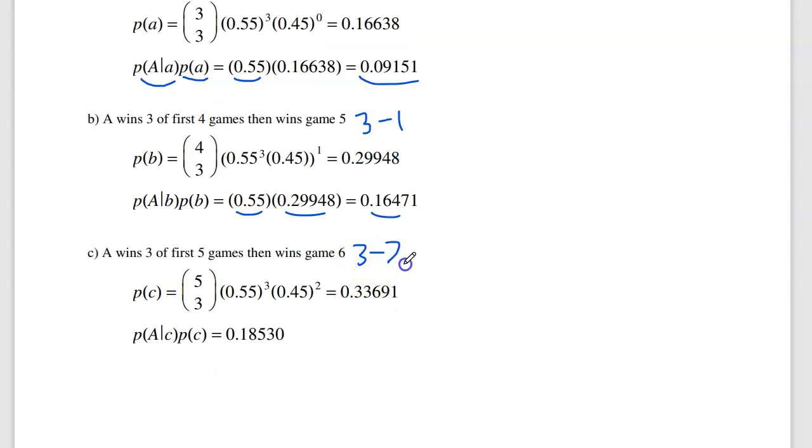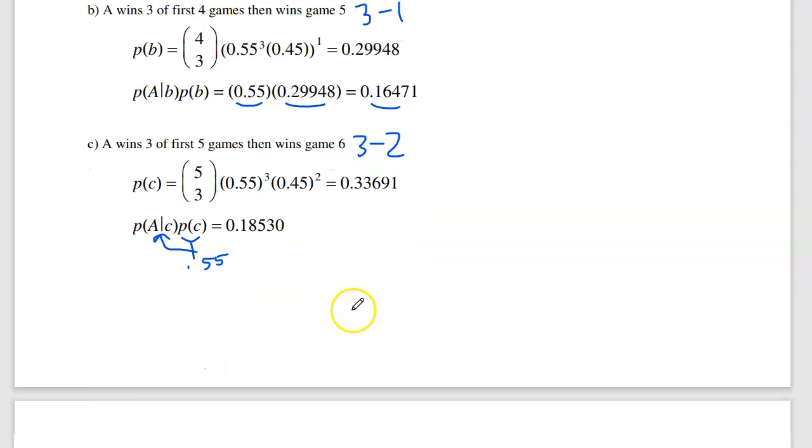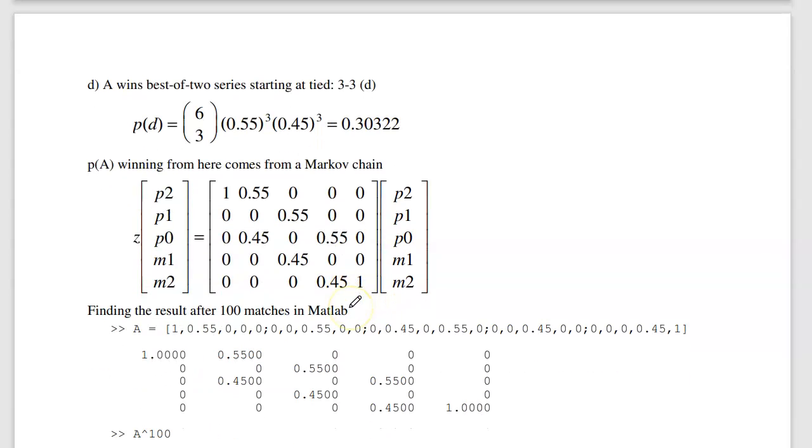Probability that A wins after being up 3-2 is 0.55 chance of winning. The probability of being up 3-2 is, oops, this one's 0.55, binomial, 5 games choose 3, 33%. And the last one is the probability of being tied 3-3, which is a 30% chance.